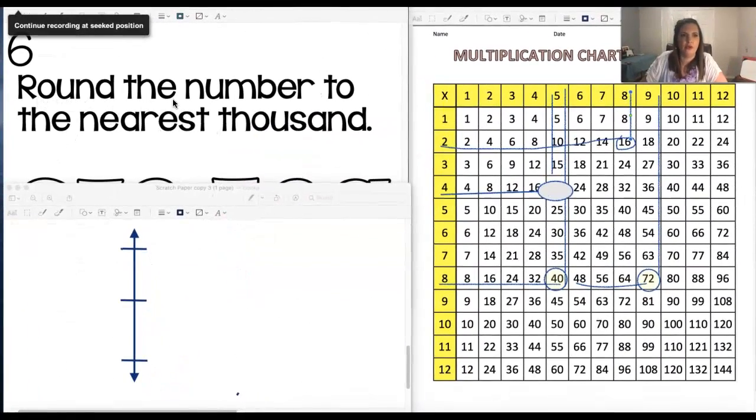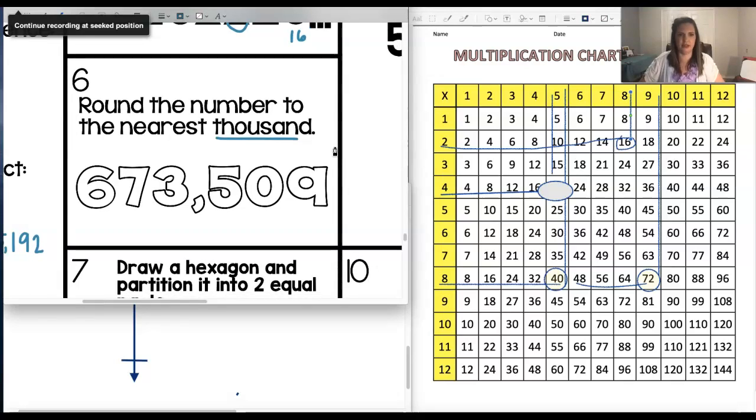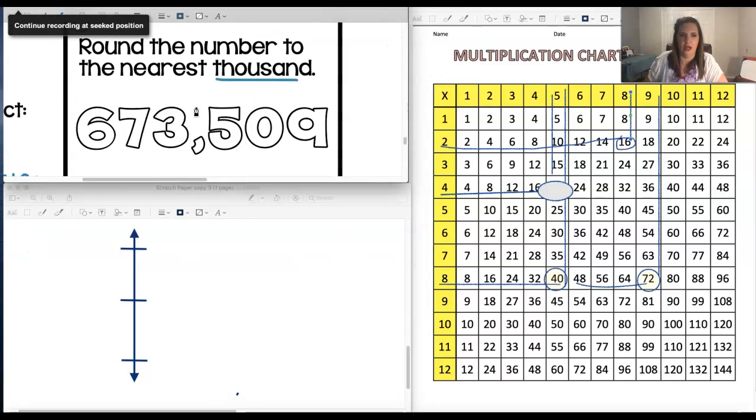Okay, here's my number line. It says round the number to the nearest thousand. Okay, I want the nearest thousands place. Looking at my number, I'm going to underline the thousands place. My 3 is in the thousands place. It's the first digit after the comma.